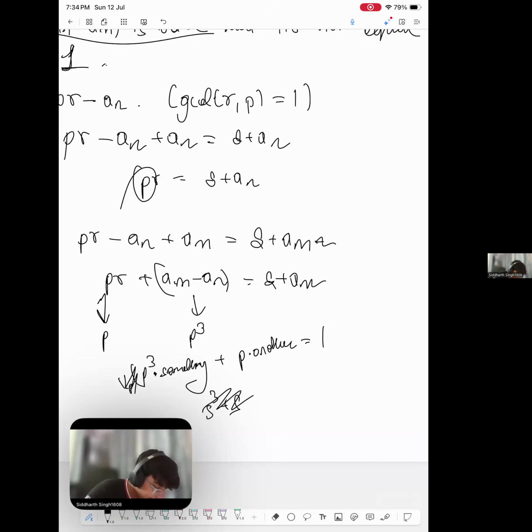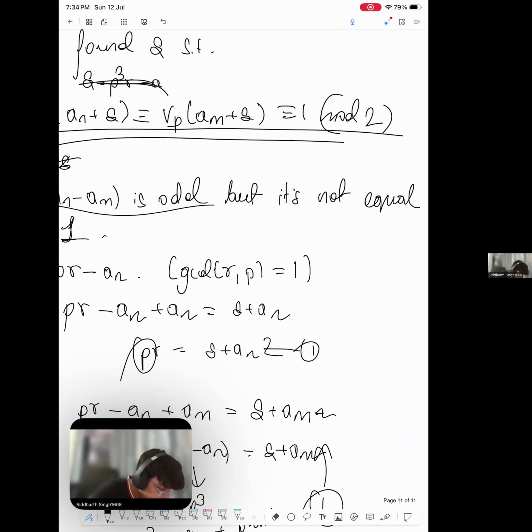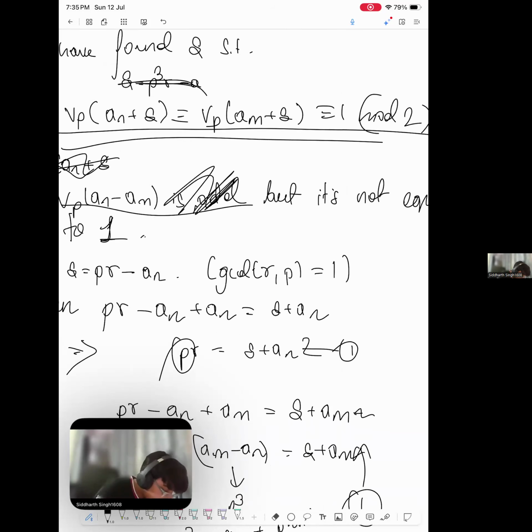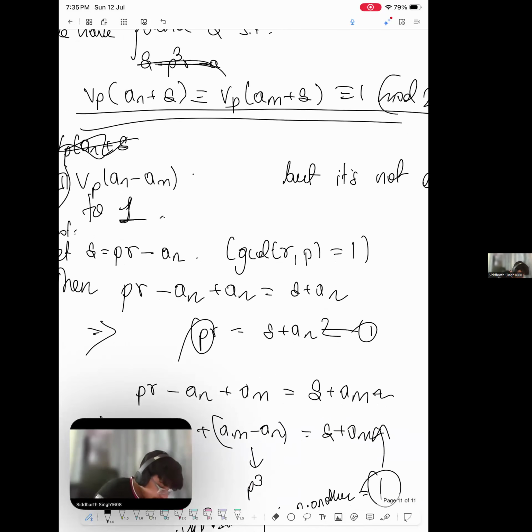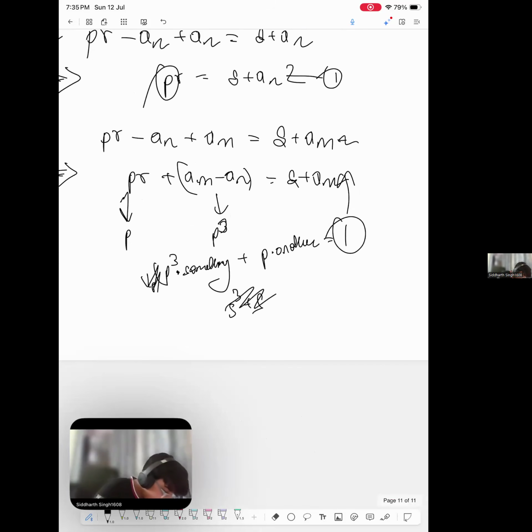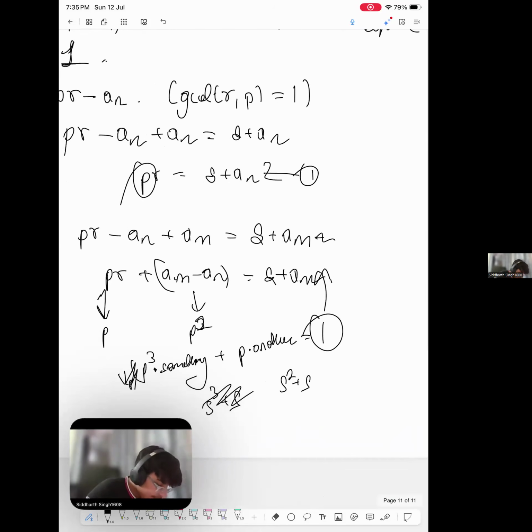So in fact, we have found such an S such that the VP of this thing is 1 and the VP of this thing is greater than 1. In fact, we don't even need this. So this is at least 2. So this is a 5 square plus 5 type of case. Similarly this is 1. So yeah.